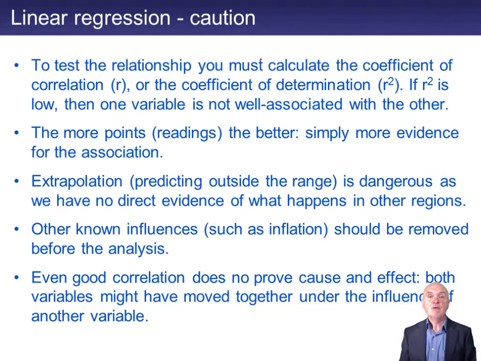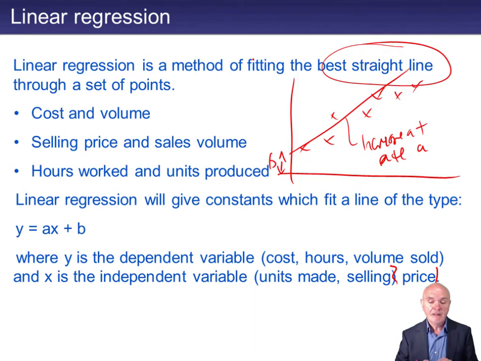You need to test how good the line is. In other words, how well does each of these points fit on the line? So if we had points kind of all over the place like this, linear regression will give the best straight line it can through those points, but it may be a fiction, really. And there's really no association between the two variables.